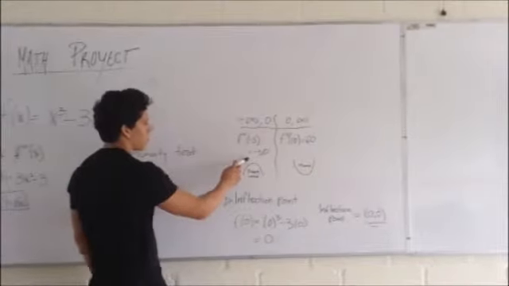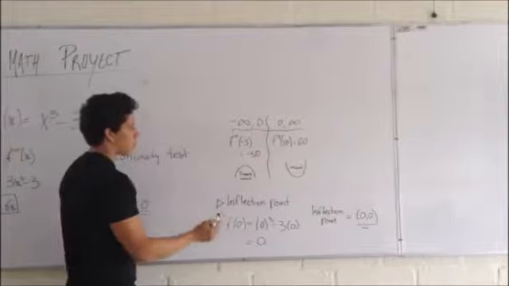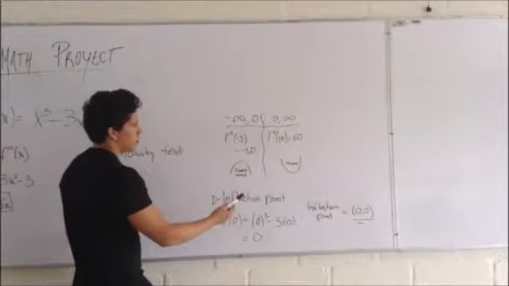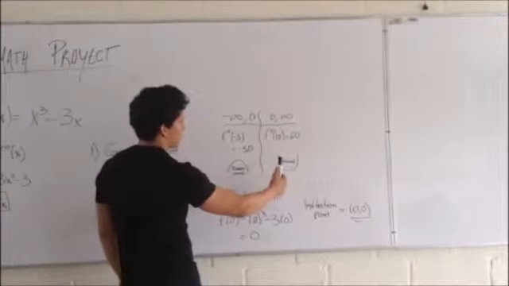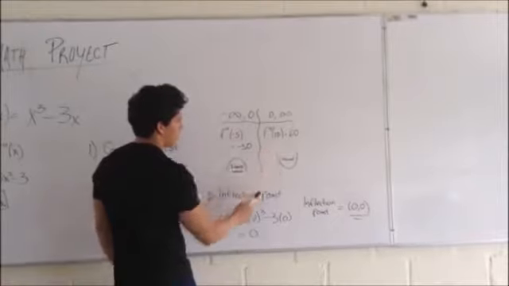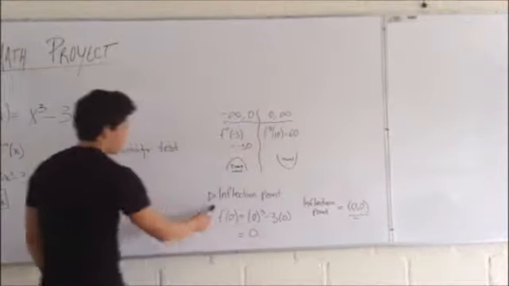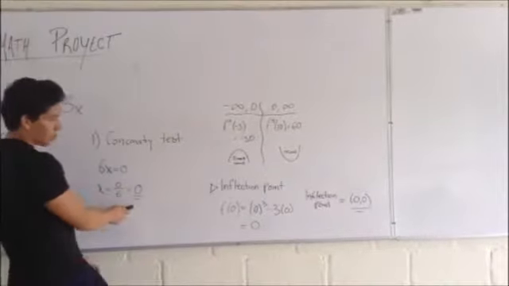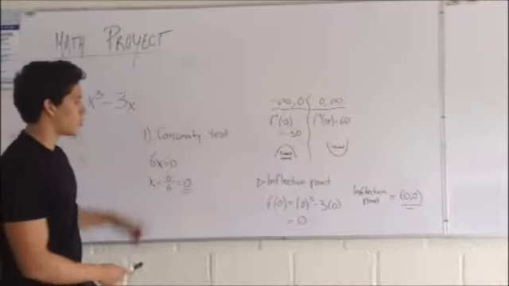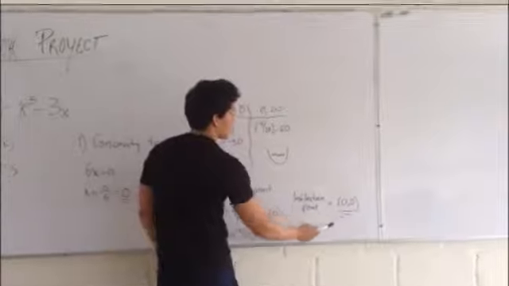First of all, we get a negative result, so it's going downward. And the other sector of the graph is positive, so we get an upward direction. For the inflection point, we substitute this value into the original function, and we get an inflection point of (0, 0).